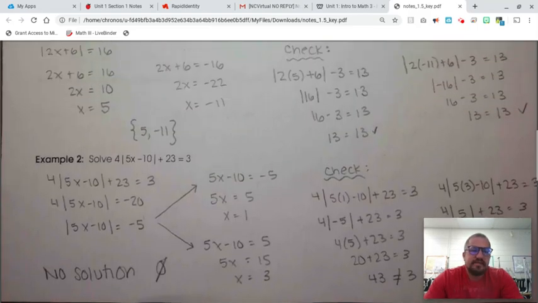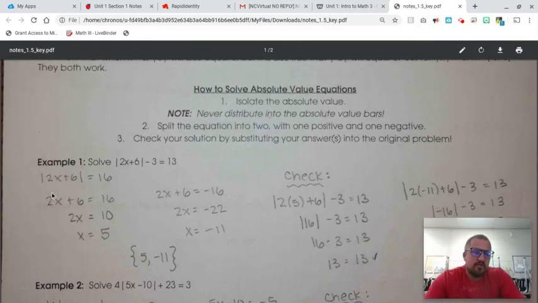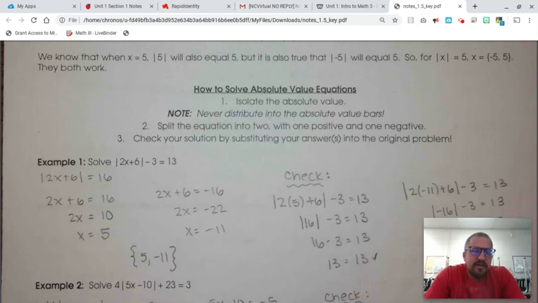So let's look at example number 1. And you don't have to do the check over here, but we do want to look at this part on the left. So in example 1, we have the absolute value of 2x plus 6 minus 3 equals 13. So you notice the minus 3 is on the outside of the absolute value bars. So the first thing we would like to do here is add 3 to the right side. So we will get the absolute value of 2x plus 6 is equal to 16.